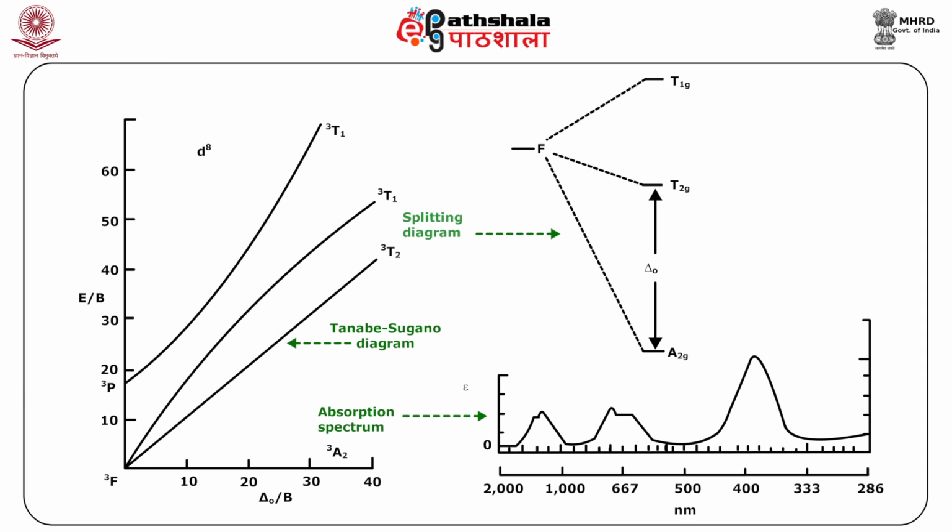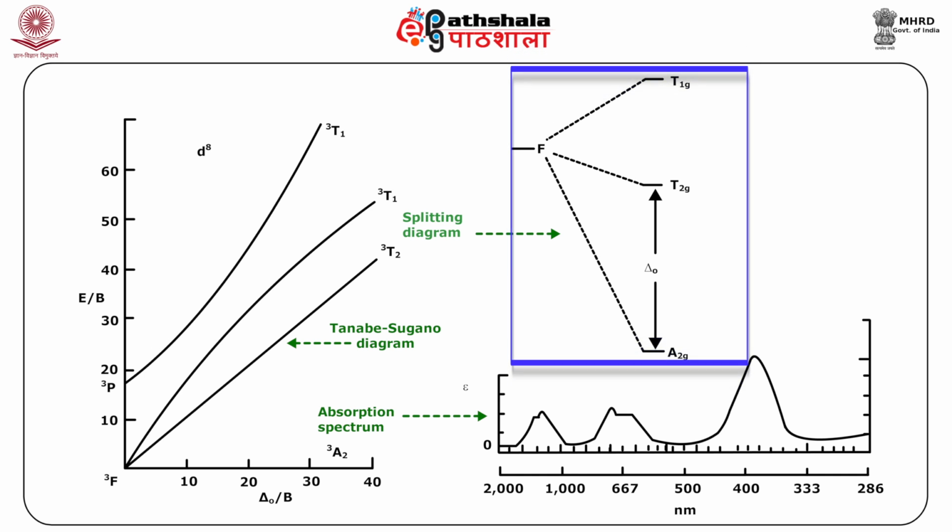For the D8 configuration, the electronic arrangement in the weak field as well as strong field is t2g6 eg2 as the ground electronic state. In the excited state, the electron from the lower t2g level is shifted to the eg level. Thus now the configuration changes to t2g5 eg3. The ground state has F as the lowest energy term, which in the presence of the ligand field gets split up into A2g, T2g, and T1g.